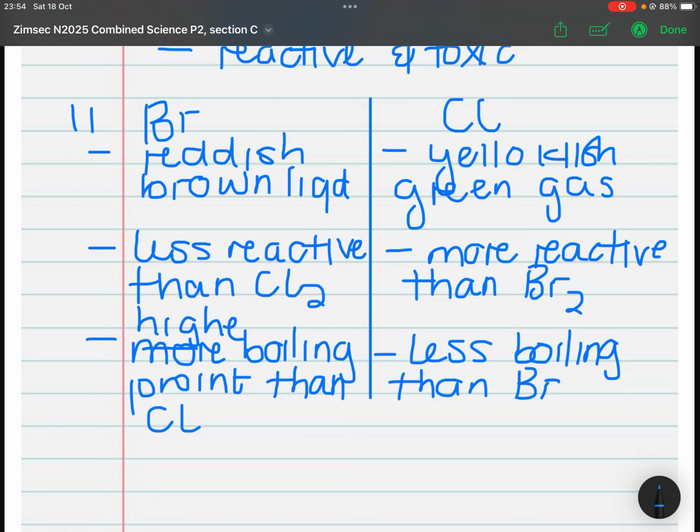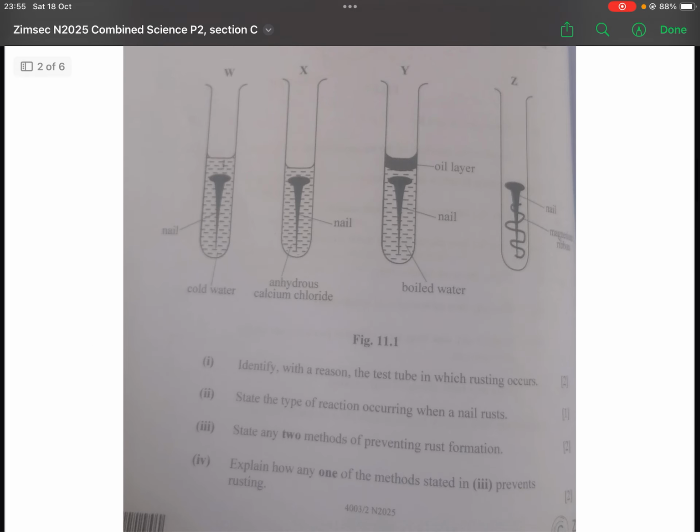Bromine is less oxidizing agent than chlorine. Chlorine is more oxidizing agent than bromine. Bromine has higher boiling and melting point than chlorine. Chlorine has less boiling point and also less melting point than bromine. So that is how we answer the second part of the question. Now we can proceed to the next question.